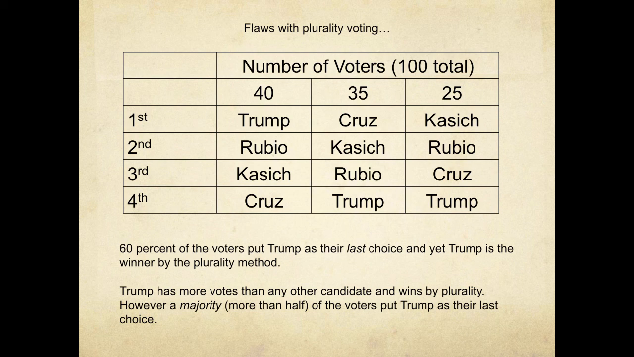But 60% of the voters put Trump as their last choice. Yet Trump is the winner by the plurality method, a fundamental flaw in this method of voting. Right? Trump has more votes than any other candidate, and he wins by plurality. However, a majority, more than half of the voters, put Trump as their last choice.